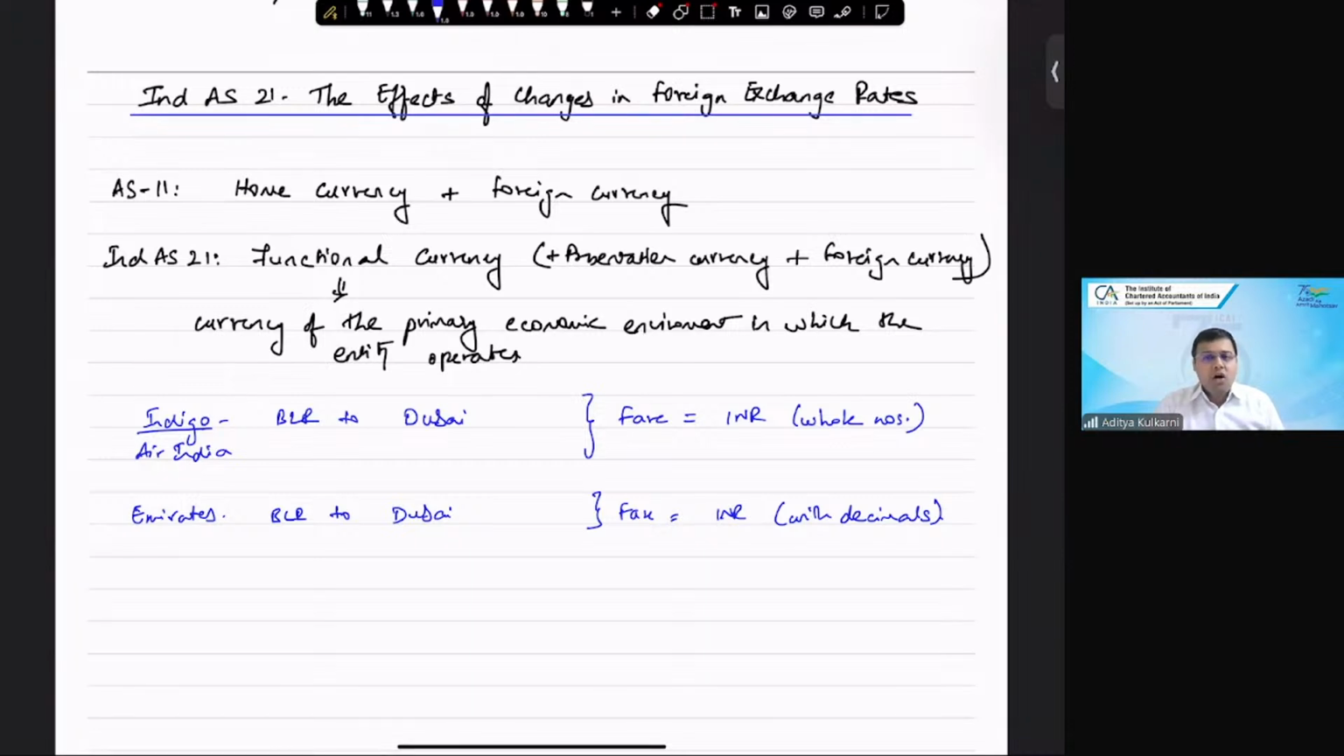Yes. So your functional currency for the India-based subsidiary is going to be dirhams, or dinars, whatever it is. Are you able to understand? I'll come to your confusion and apprehension. Your apprehension is, sir, you are saying functional currency is determined by the primary economic environment in which the entity operates. So in this case, the airline's primary environment is Dubai.